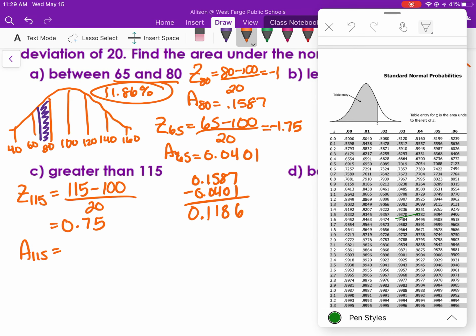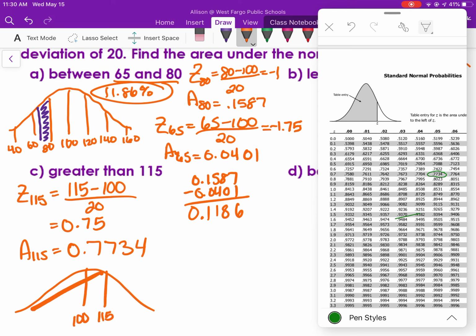0.7, and then go over to 5. This would be right here, 0.7734. So 0.7734. Now you got to be careful because here is 100, here's 115. This 77% is to the left, so it's actually below 115.